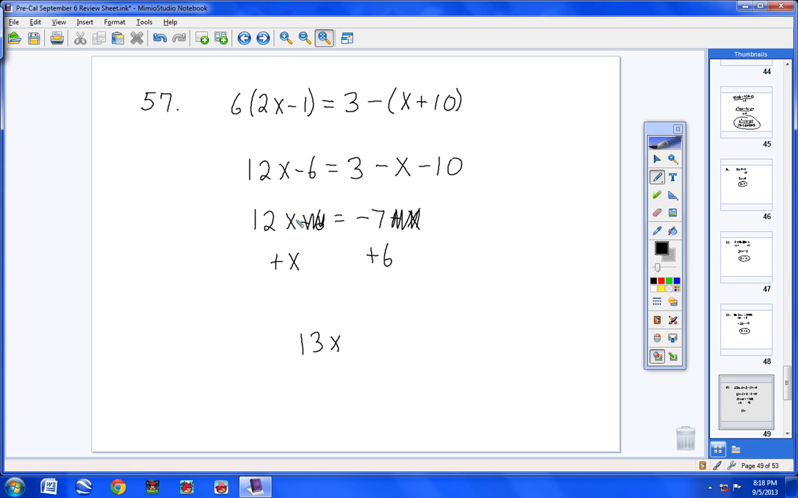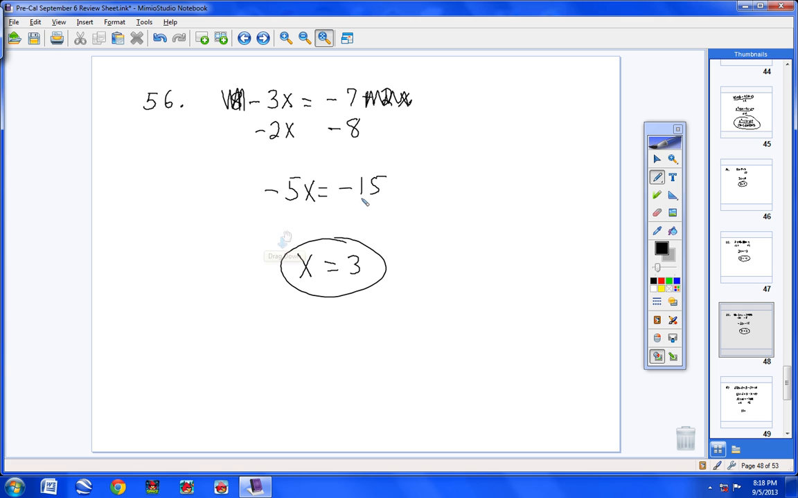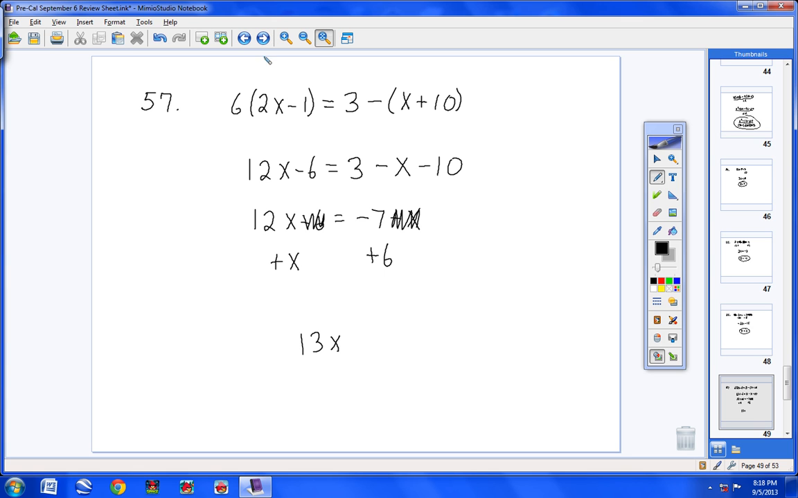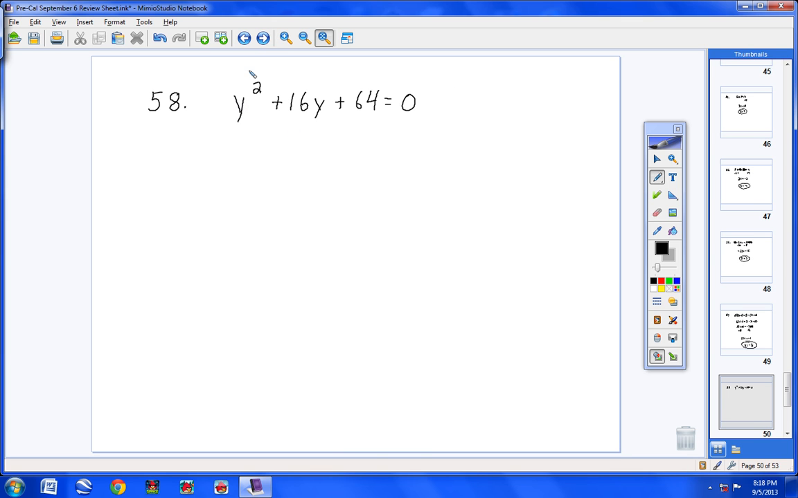Now where'd that come from? Well, 12x plus 1x would be 13x. And then this was a negative 6, I believe. Is that correct? Yes. So a negative 7 and a positive 6 gives you a negative 1. And then divide by 13. Now you're going to get a fraction, but negative 1 divided by 13 is simply negative 1/13, which is the correct answer. All right, notice we have a quadratic now, okay?